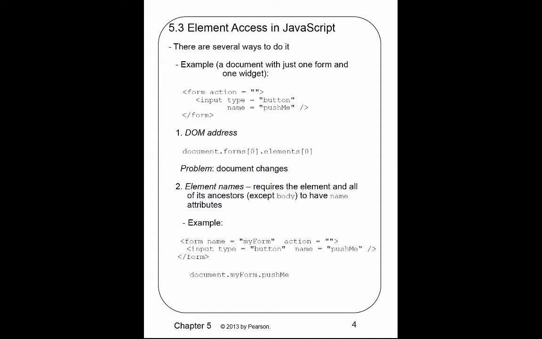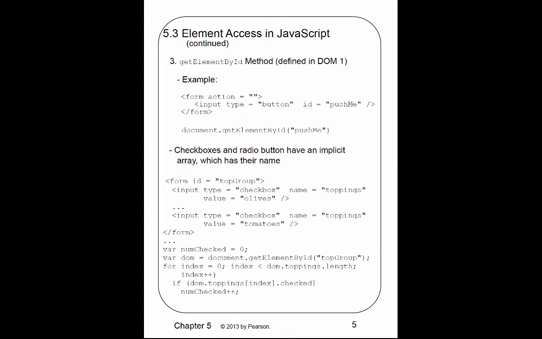document.forms[0] will look at the first form element within the document. .elements[0] will look at the first element within the first form, which in the above example is that push me button. You can also use the attribute ID in HTML elements.